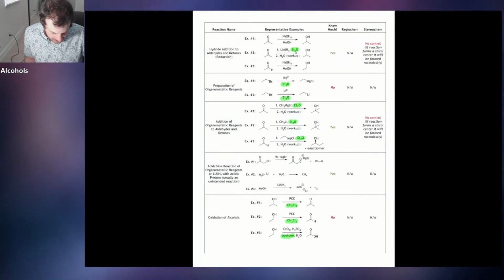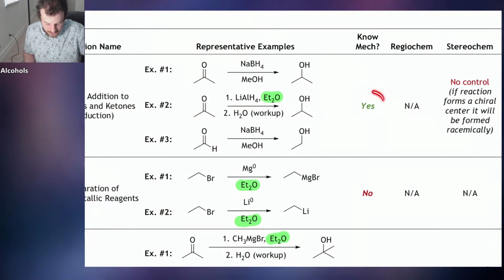It gives each reaction a name and then gives multiple examples of that reaction, what it looks like: starting materials, reagents, and products. There's also a column that tells you if you need to know the mechanism or not for the exam, so you should have those mechanisms handy if it says yes. If it says no, you never will be asked to provide a mechanism for that reaction.